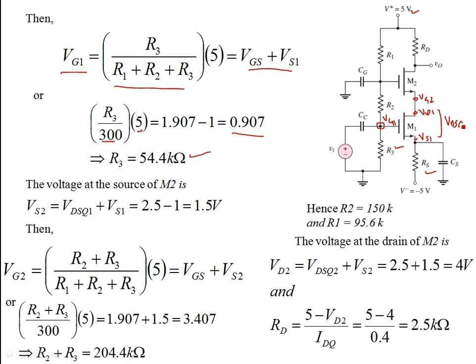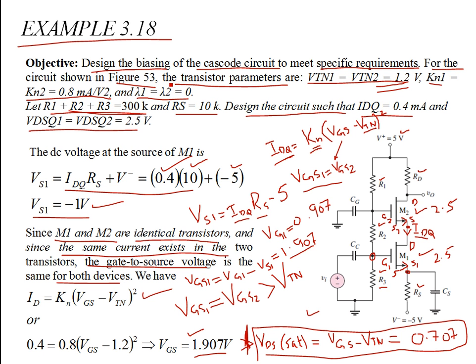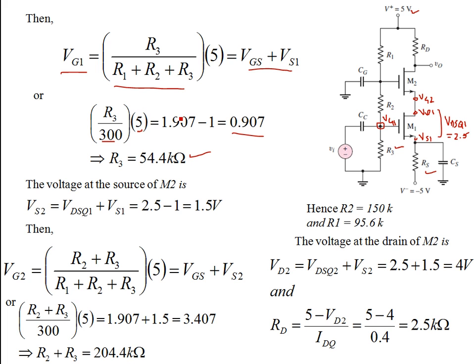VDSQ1 rather is 2.5 volts. We are given this information, so we can go on finding what VD1 is. VD1 is going to give you VS2. You see over here, this is 2.5 volts. So VD1 minus VS1, if you add it to the other side, you will get the drain voltage as 1.5 volts.